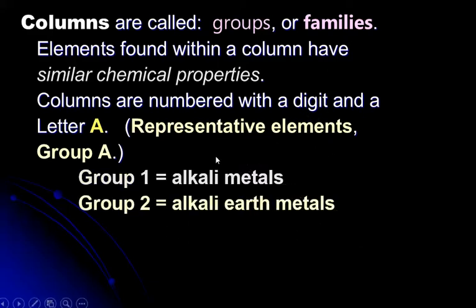Then there are some actual names that correspond to those groups. Group 1, the very first column on the periodic table, is called the alkali metals. So any of those metals within that first column are called alkali metals. Then the second column, group 2, right next to that, those are called alkali earth metals.